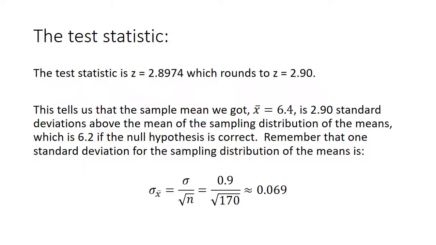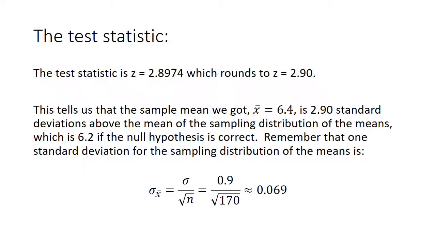There's our test statistic. It's a z-statistic, 2.8974, round to 2 decimal places, so 2.8974 rounds to 2.90. That shows we rounded to the nearest hundredth, not the nearest tenth. So again, that means that our sample mean is 2.90 standard deviations above the mean of the sampling distribution, which would be 6.2 if the null hypothesis is correct.